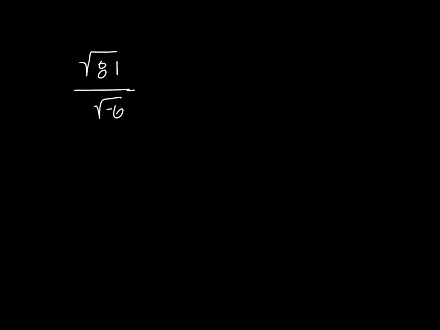So with this question, remember the order of operations, the first thing you always do is find i. It's really, really important. So now when I do this, I have the square root of 81 over i square root of 6.